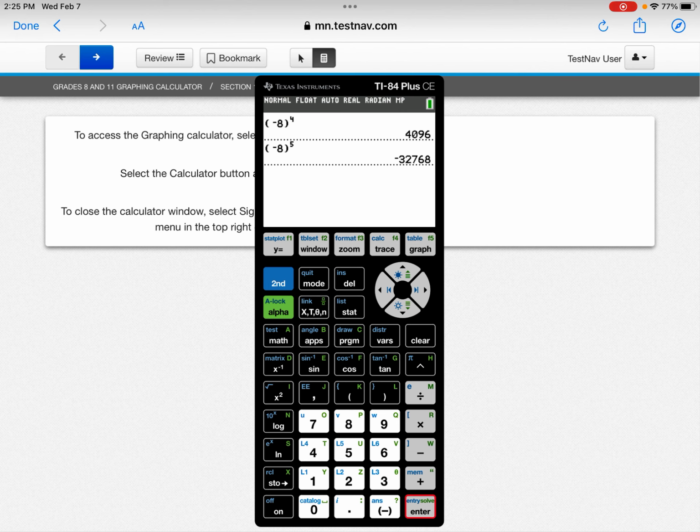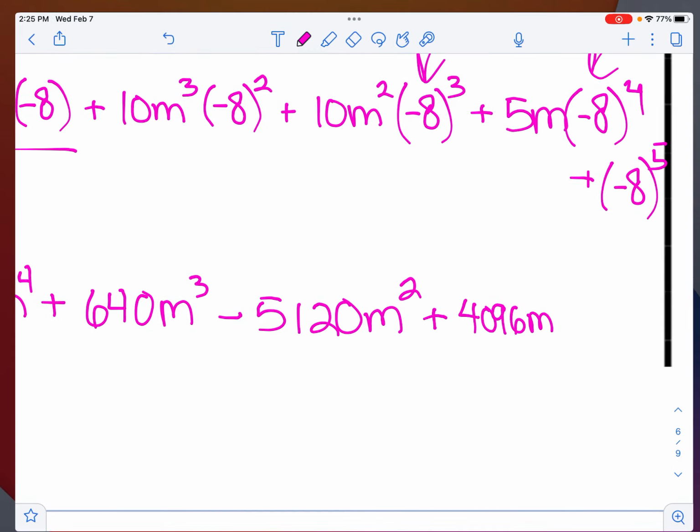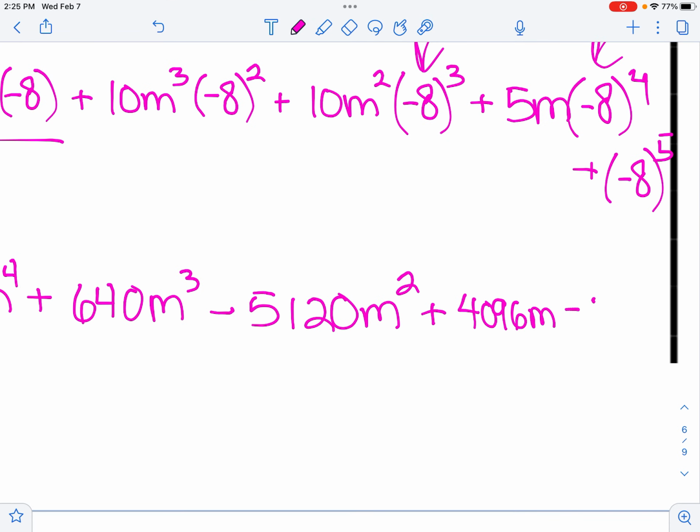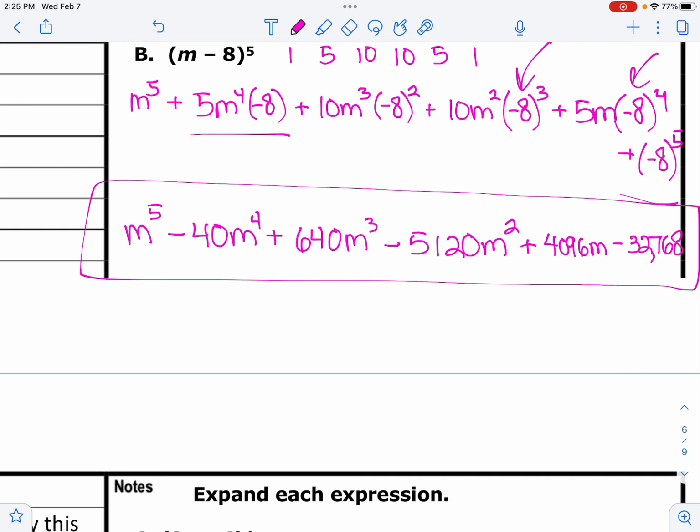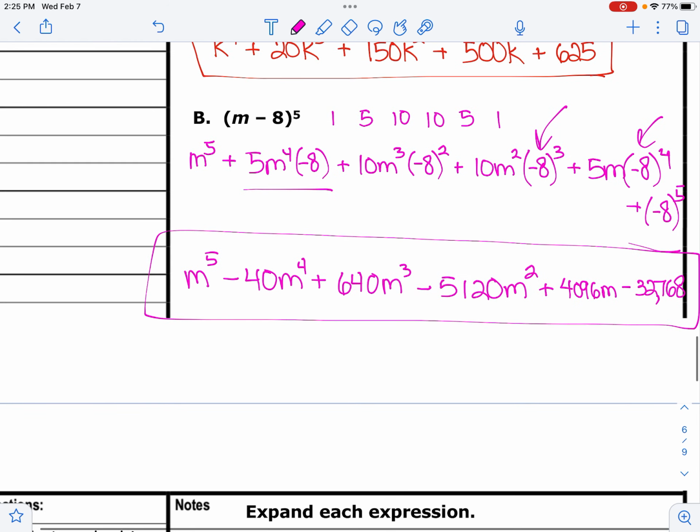And that is negative 32,768. That's right. Okay, and that is my big, long polynomial that we just did. If you did this problem, x or m minus 8, and then wrote that out 5 times and multiplied it, this would take you a lot longer. So this does help. It just is interesting and sort of weird at first.